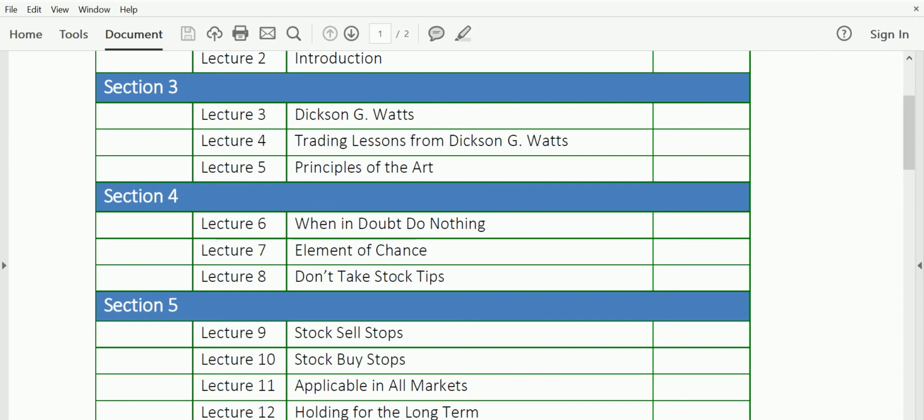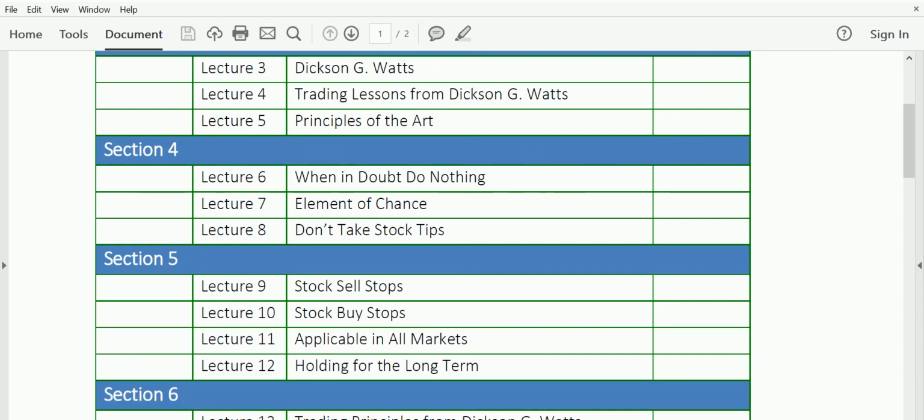And section five, lecture 9 through 12, we're going to talk about a couple of things in terms of sell stops and buy stops and how the principles you learn in this course are going to be applicable in all the markets, especially Dixon G. Watts, who mostly traded in the commodities market. But the concepts and the principles he talks about are important and applicable in all the markets. And lecture 12, we talk about holding for the long term and how important it is not to day trade, but to hold the stocks for the long term.